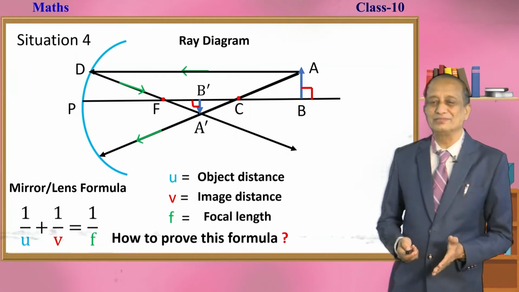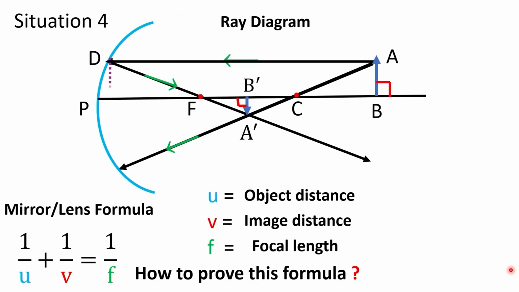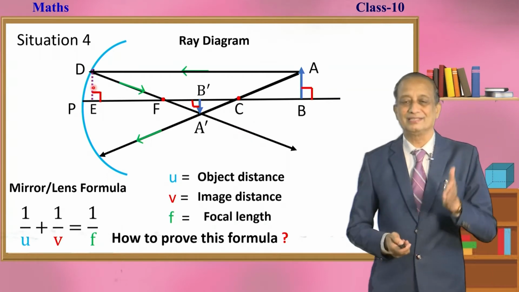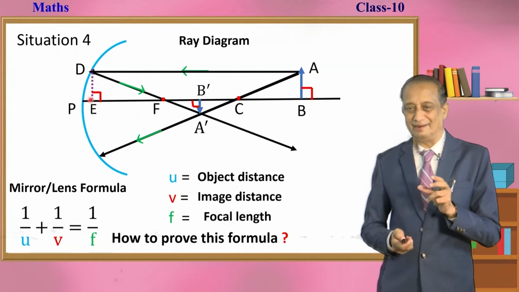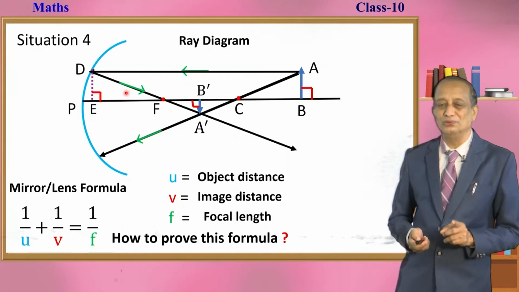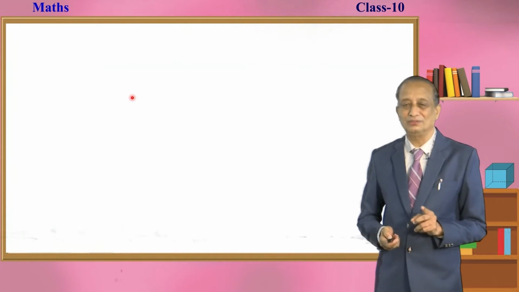I wanted to give you some hint here. So, if you happen to draw a perpendicular from D, say to the principal axis, say DE, I think some of you can think and work out the formula 1 over u plus 1 over v is equal to 1 over f.